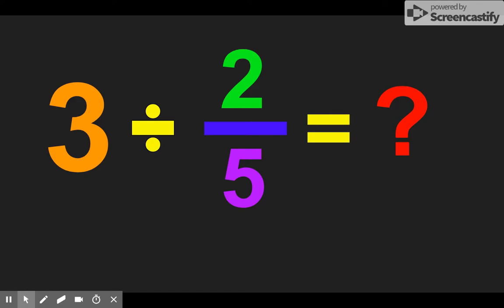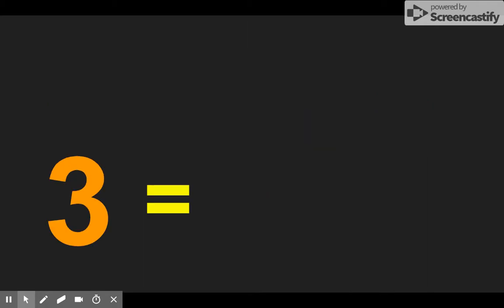How am I going to do that? I don't have two fractions. I have a whole number in 3, and I have a fraction in 2/5. Well, in order to solve this, we need to make 3 a fraction. Yes, thank you, 3. 3 would like to be a fraction. And in fact, 3 already kind of is a fraction. Let's look at how 3 is a fraction.